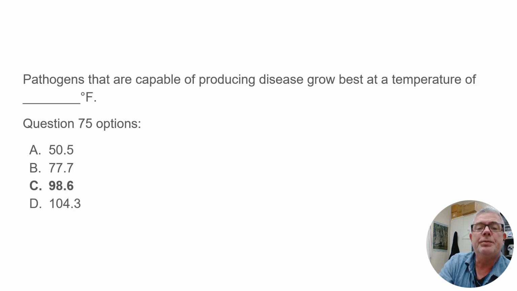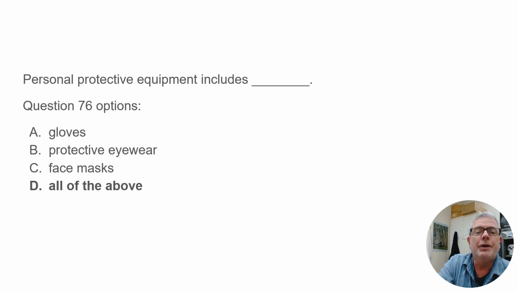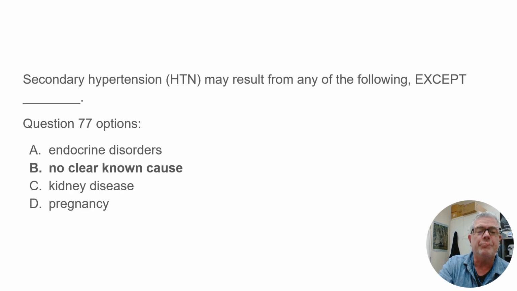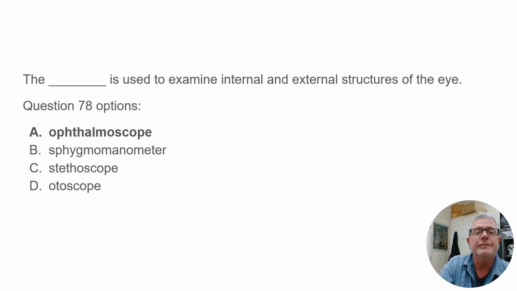Pathogens that are capable of producing disease grow best at a temperature of, you guessed it, normal human body temperature, 98.6. That's why when your body detects an infection, it mounts a fever and elevates the body temperature to make the environment less hospitable to pathogenic organisms. Personal protective equipment includes gloves, protective eyewear, face masks, all of the above. Secondary hypertension may result from all the following except no known clear cause.